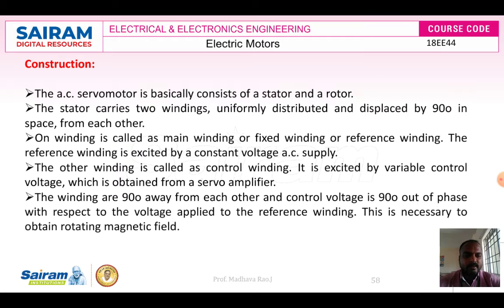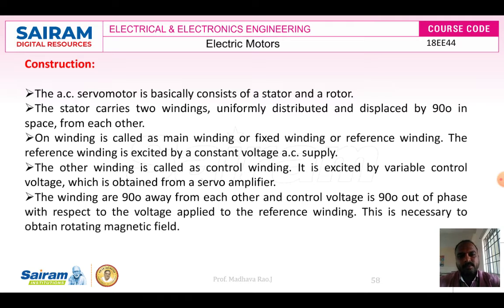So, basically a servo motor consists of two parts, the stator part and the rotor part. The stator carries two windings. The two windings are uniformly distributed in the stator, 90 degrees from each other. So, the displacement between the windings is 90 degrees. One winding is called the main winding, fixed winding or reference winding, and the other winding is called the control winding.